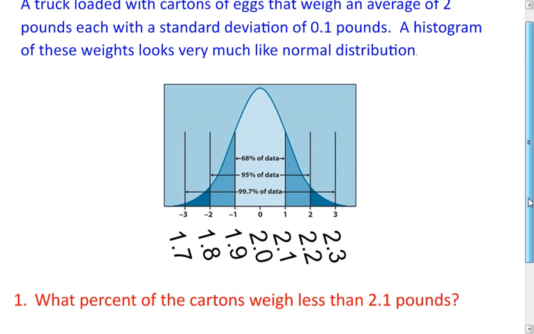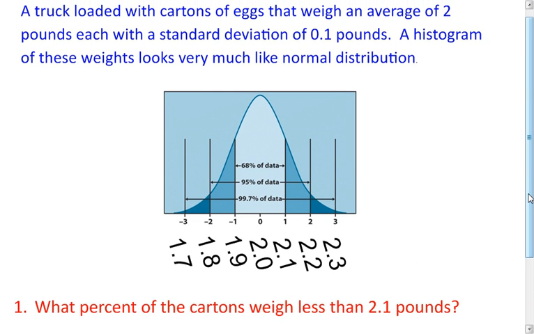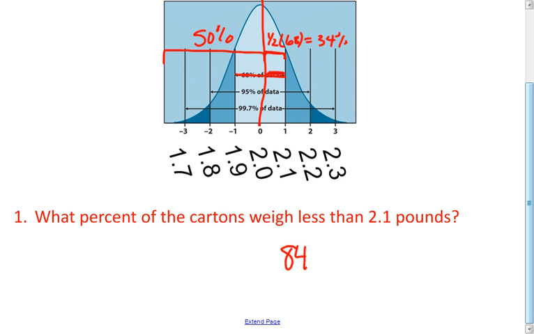And then the question is, what percent of the cartons weigh less than 2.1 pounds? If you remember, the mean right here is at the 50th percentile. So if I'm wanting to look at less than 2.1 pounds, that means I'm wanting to look at this much right here and this much right here. We know that this is 50%, and from here to here is 68, and this would be half of that, which we know is 34. When I put the 50 and the 34% together, that gives me 84%.